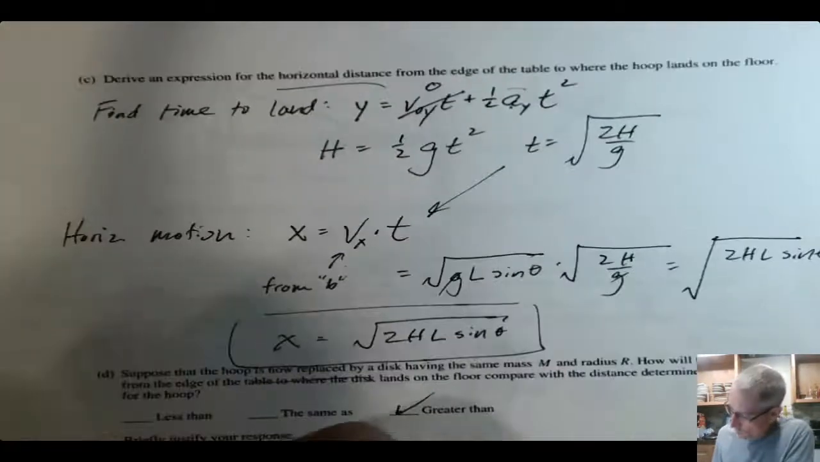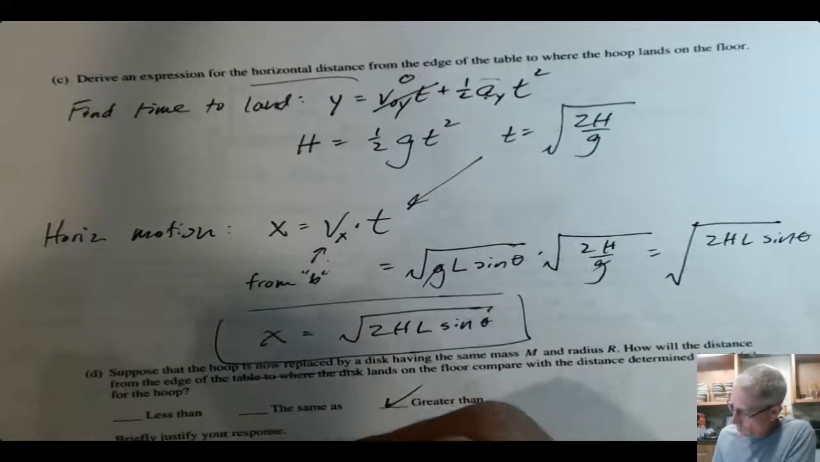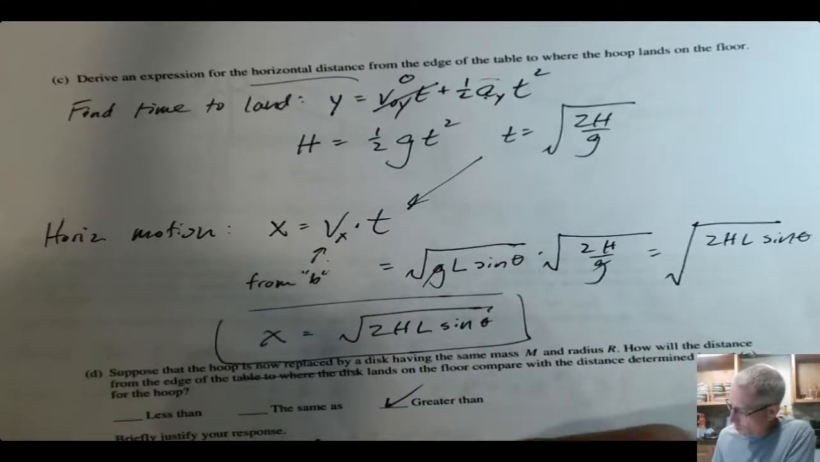Okay, so I would start with this. A smaller I for a disk means it's easier to rotate, so it can build up more speed.